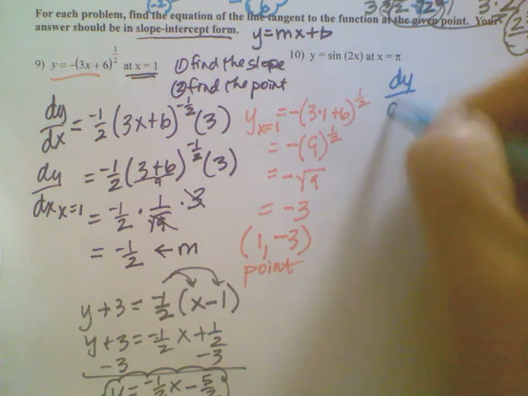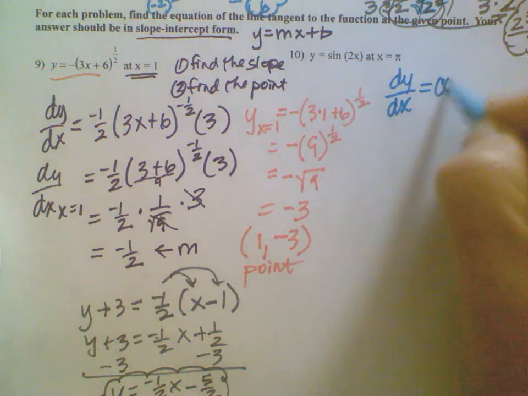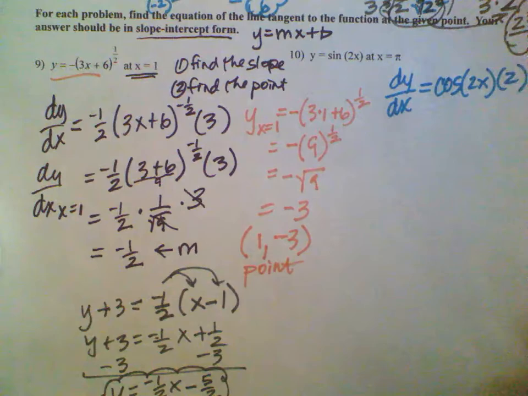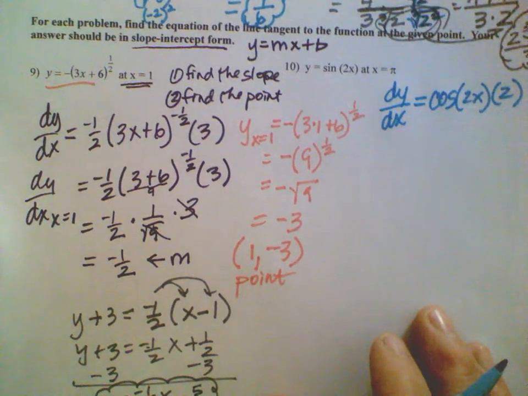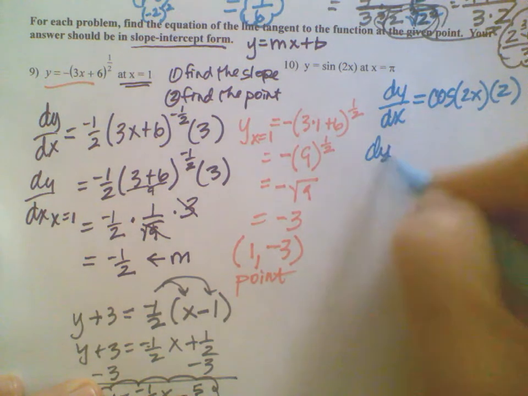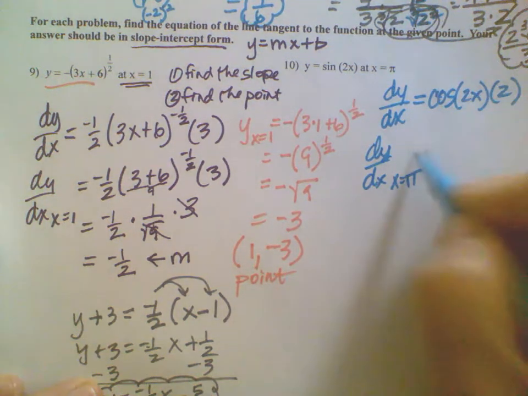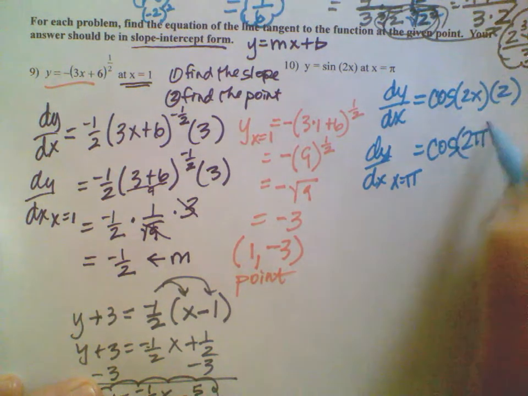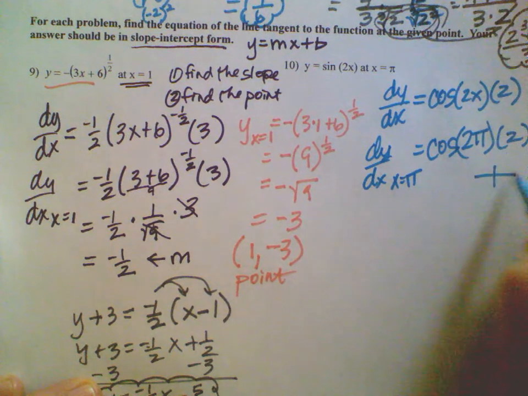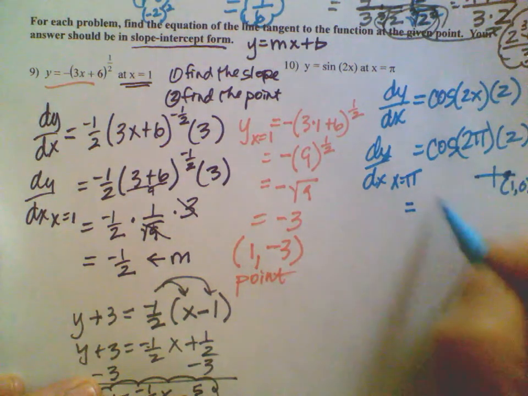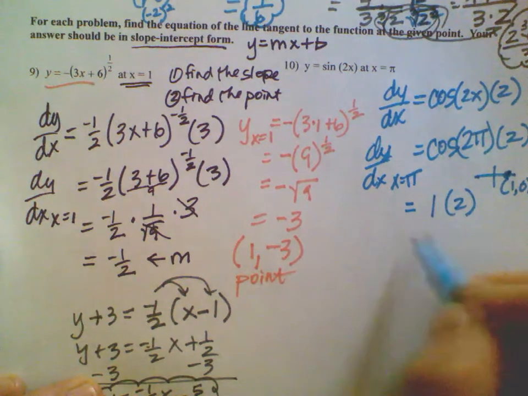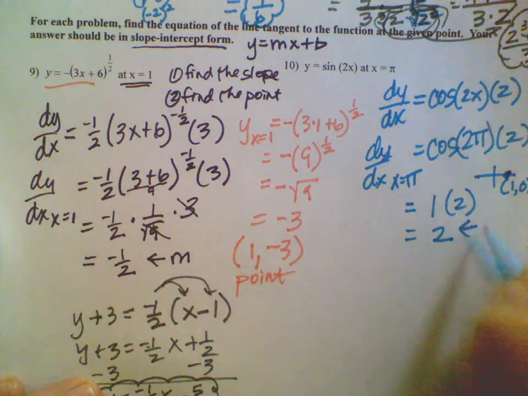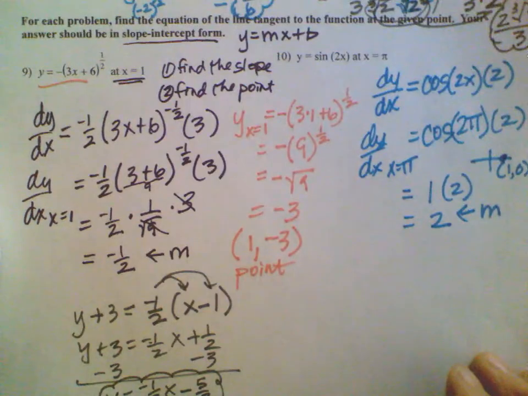So my derivative, dy/dx, is the derivative of sine, which is cosine, angle as is, times the derivative of the angle. And then I will evaluate that at pi. So I'm going to do dy/dx at x equals pi. And so that's the cosine of 2 pi times 2. Well, 2 pi is 0, 1, 2, so right here. So that's 1, 0. And so that is equal to 1 times 2, or 2. So here is my slope. Found my slope. Now I need to find my point. So slope found. Next, find the point.